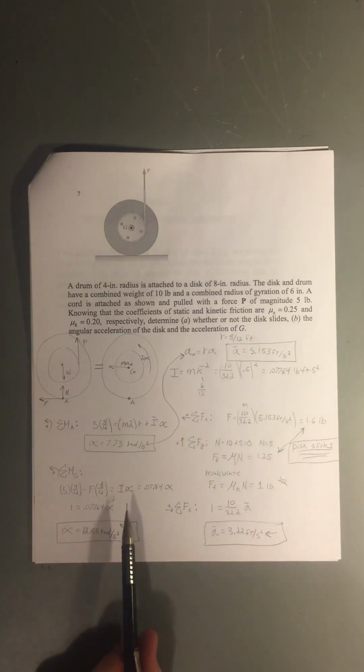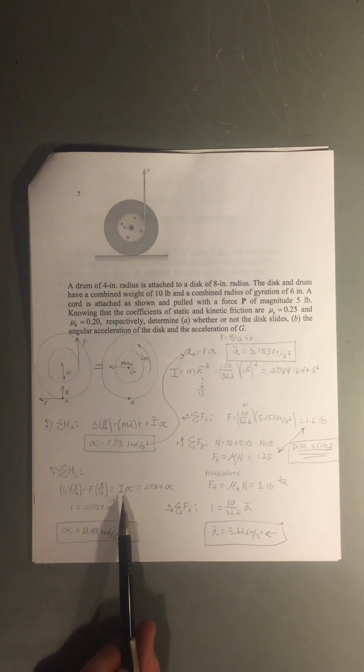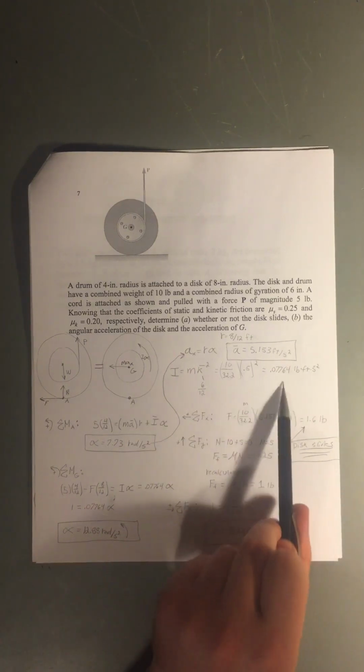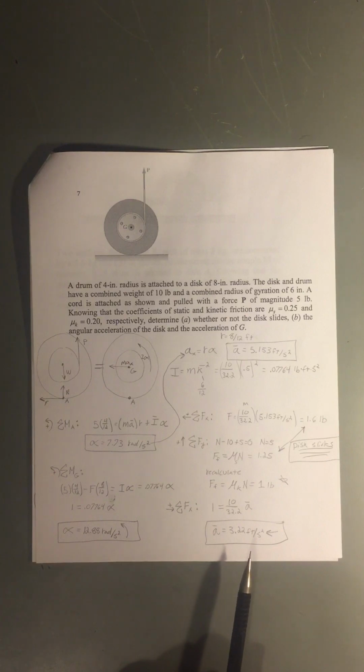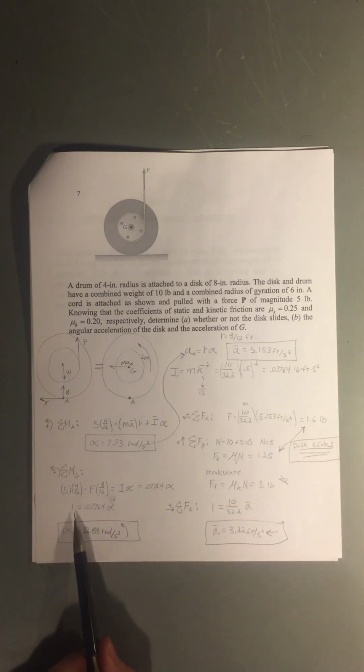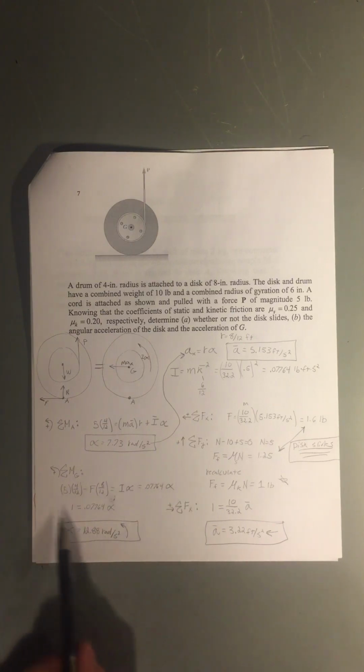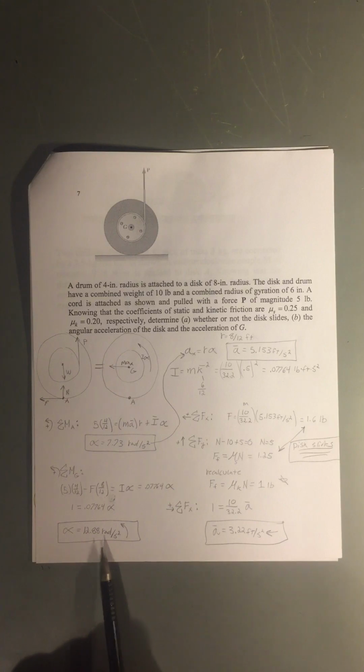And then we set that equal to I alpha, but we know I, we calculated that up above. And we know F from right there, and so we can calculate alpha by just plugging this into our calculator. So we get a value of alpha of 12.88 radians per second squared, and it's in that direction.